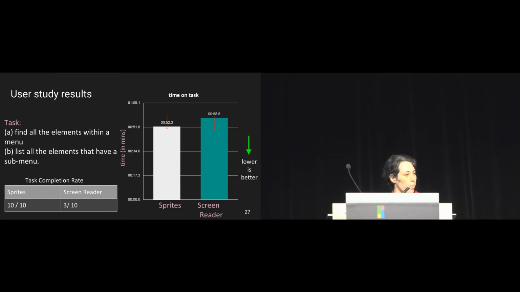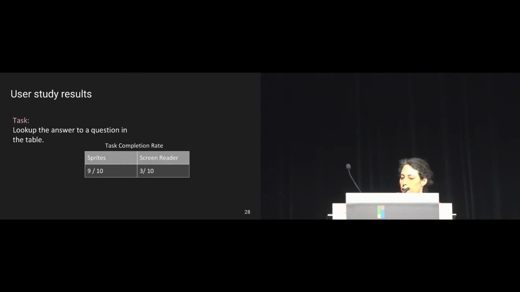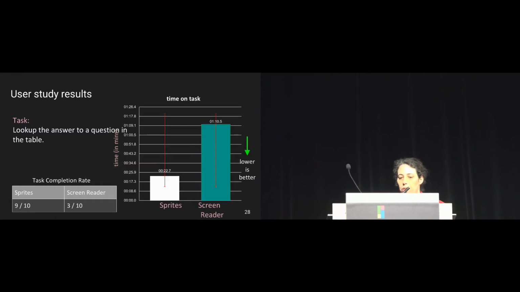We don't really know how to interpret that, but we're really happy with the task completion rates. So this timing for the screen reader users is for the 3 who finished. We're ignoring the 7 who did not finish, for example. And here's looking up the answer to a question in a table. And again, it was 9 out of 10 for Sprites, 3 out of 10 for screen readers.